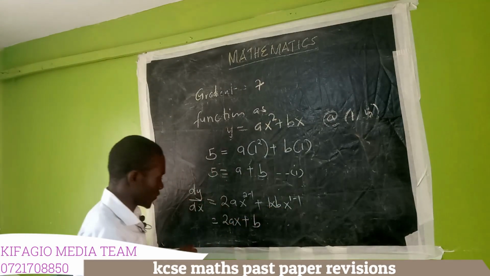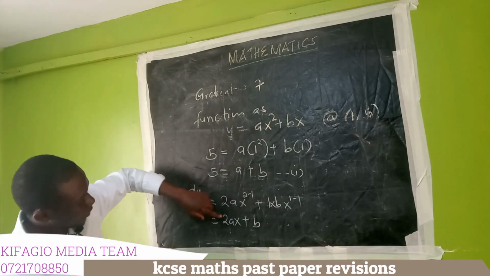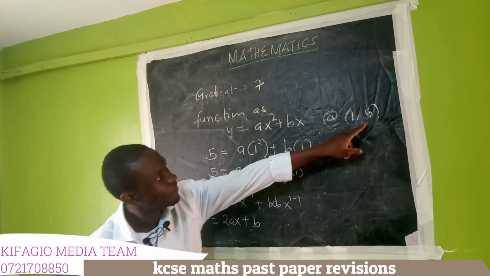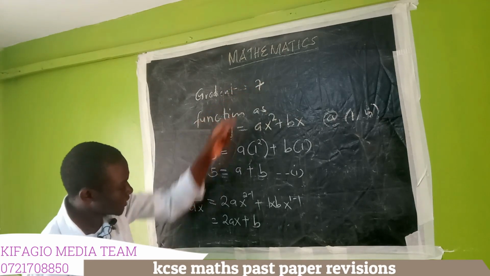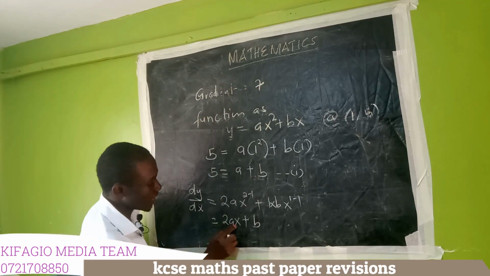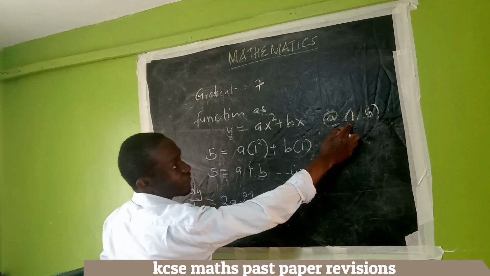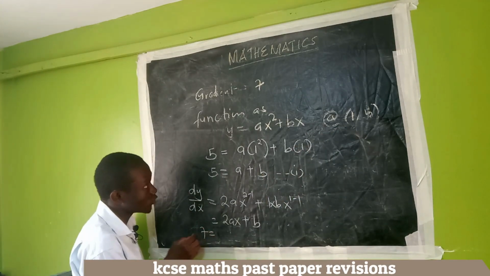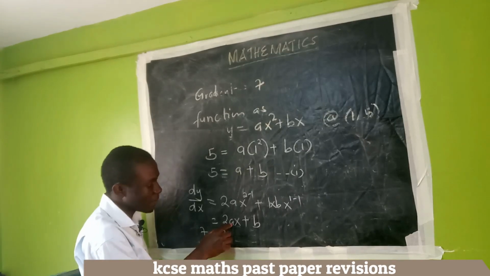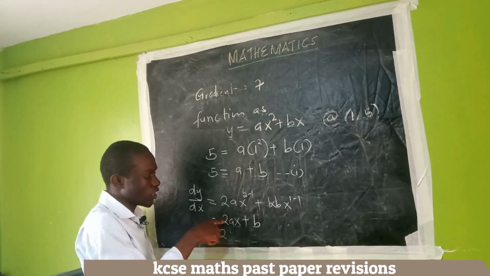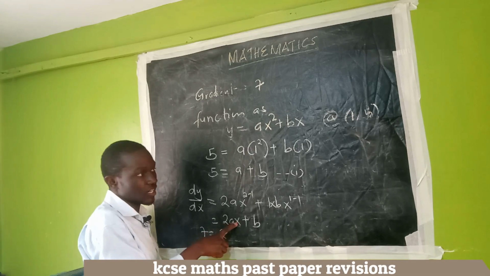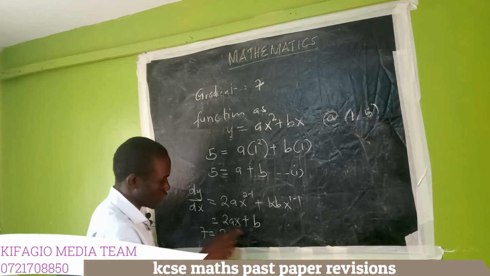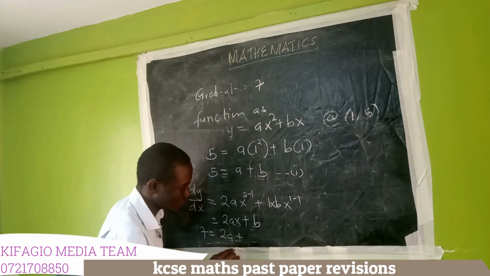b. But now, this being our gradient function, we have been told that the gradient at the point (1, 5) is equal to 7. Meaning that I can replace the value of x with the coordinate, which is 1 there. So we have 7 is equal to 2 multiplied by a multiplied by 1, which is 2a plus b.